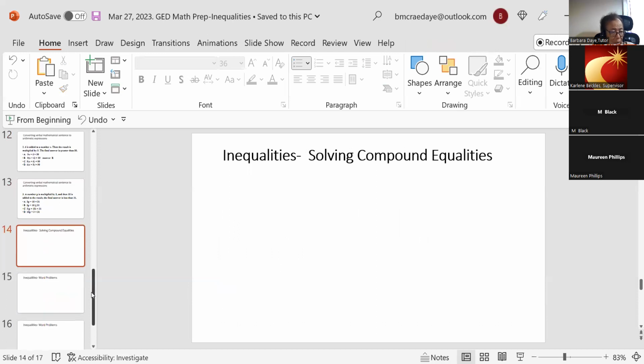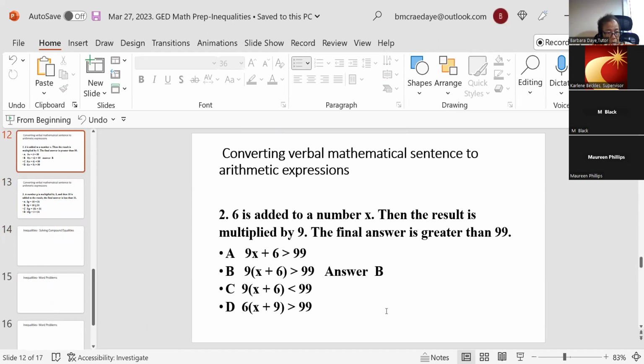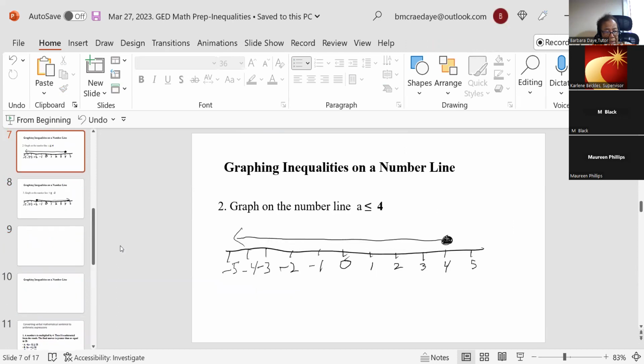Okay, so we will stop here. Any questions on anything we've gone over? Because the next thing is your quiz that I have emailed to you. All right. Any questions on anything we've gone over? Inequalities, number line, graphing on the number line.